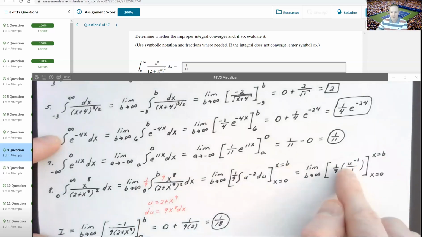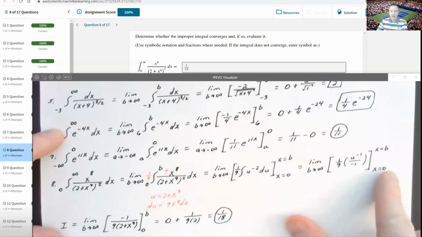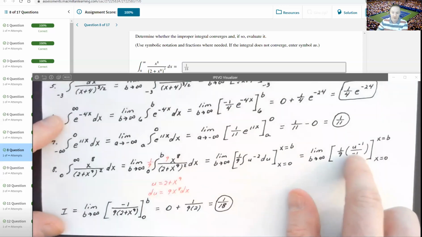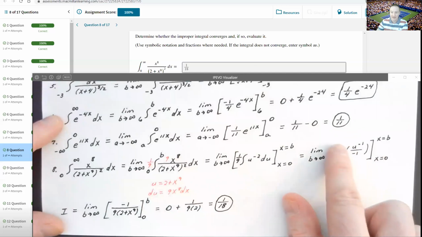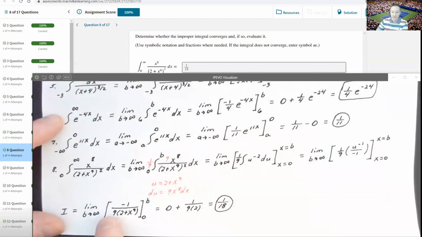Same thing in the next step. When what's inside is in terms of u, I show my limits of evaluation are still in terms of x. Now I go in and I can say, well, this is going to simplify to be -1 over 9u, which becomes -1 over 9 times the group u is equal to, the 2 plus x to the 9th.